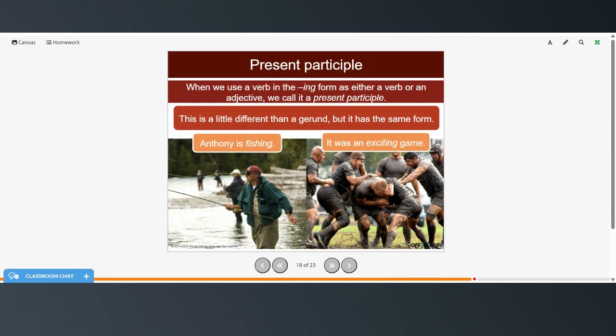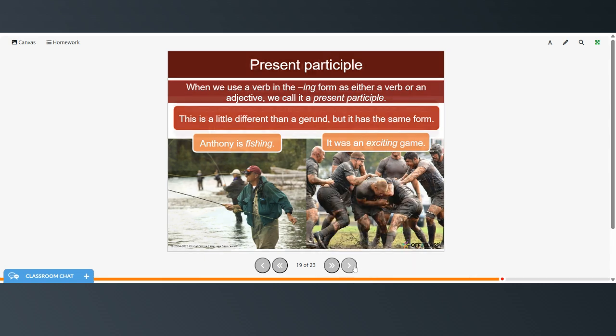Now, when we use a verb in the ing form as either a verb or an adjective, we call it a present participle. This is a little different than a gerund, but it has the same form. So Anthony is fishing, and it was an exciting game.